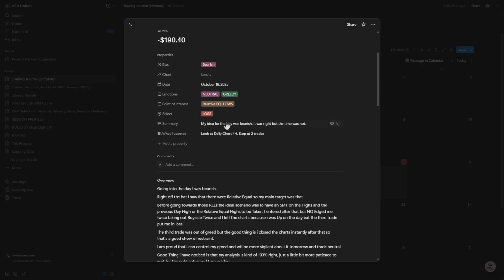It was a losing day. My idea for the day was bearish. It was right, but the timing was not. I should start looking at the 4 hour and the daily chart as well and stop at two trades, which is the main lesson.